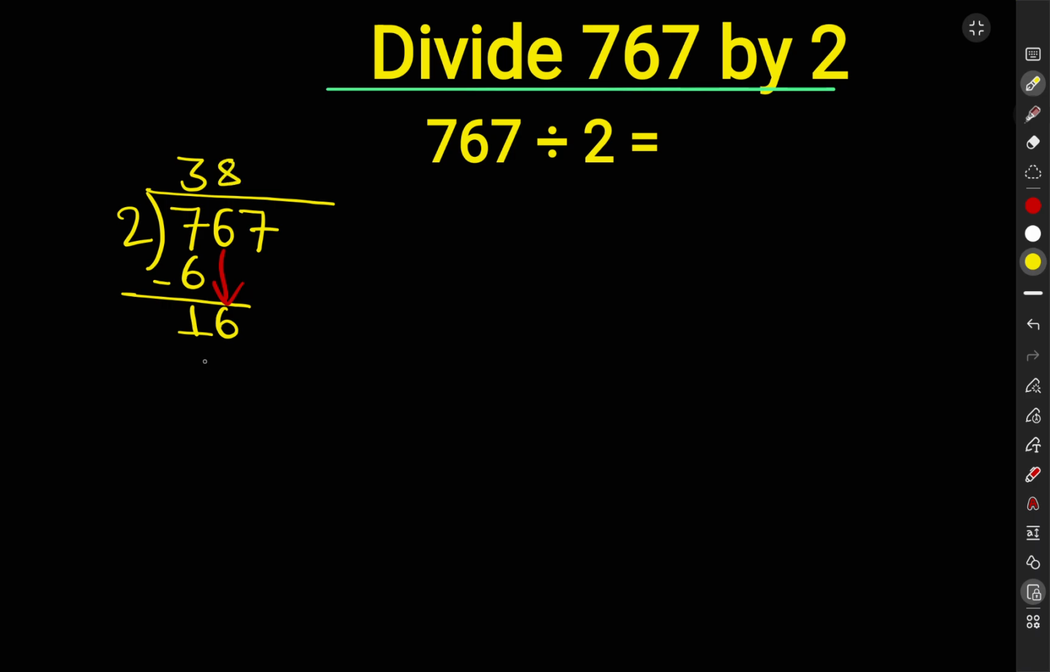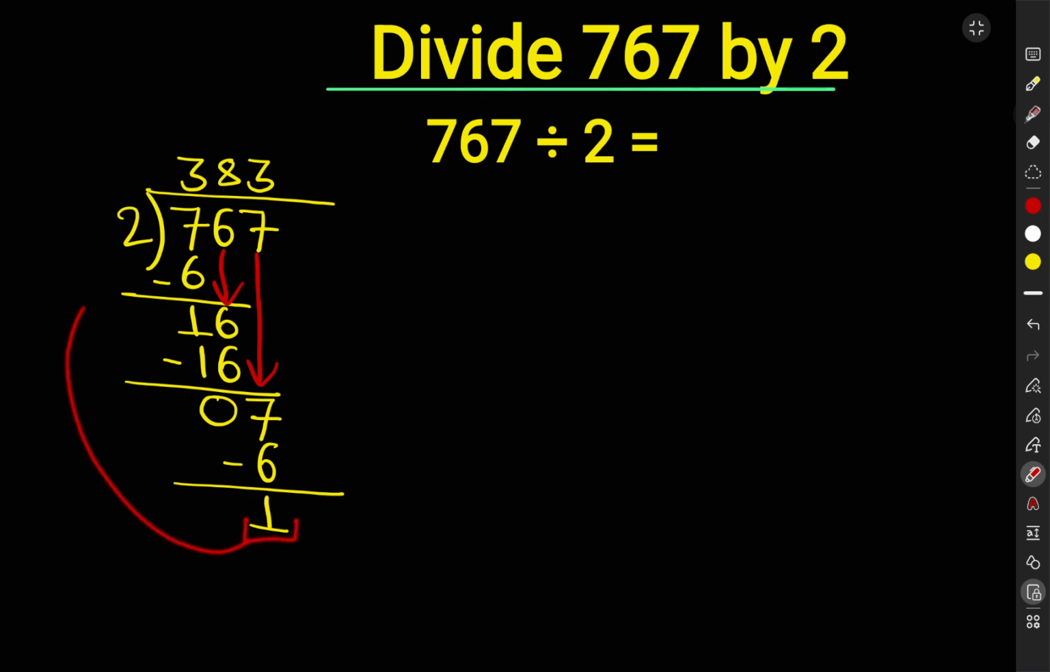2 times 8 is 16. On subtracting we get 0. So again we put down this 7 and 2 times 3 is 6. On subtracting we get 1. So now this 1 is less than 2 and there is no other number to put it down.